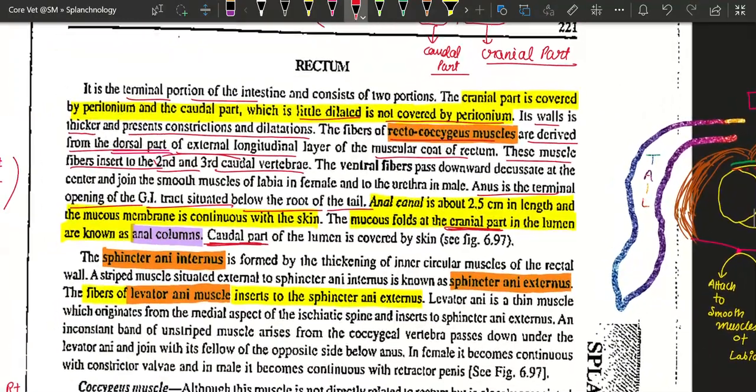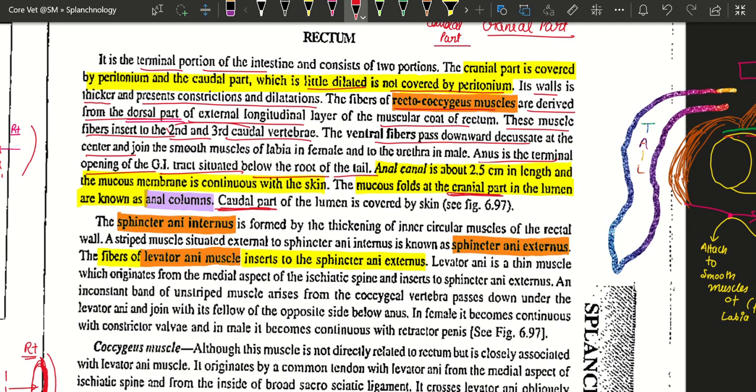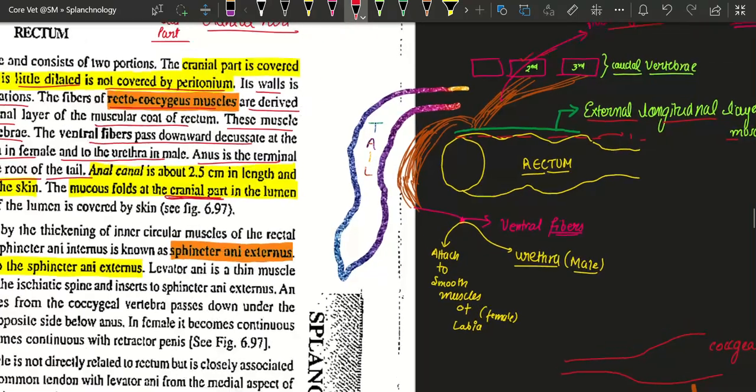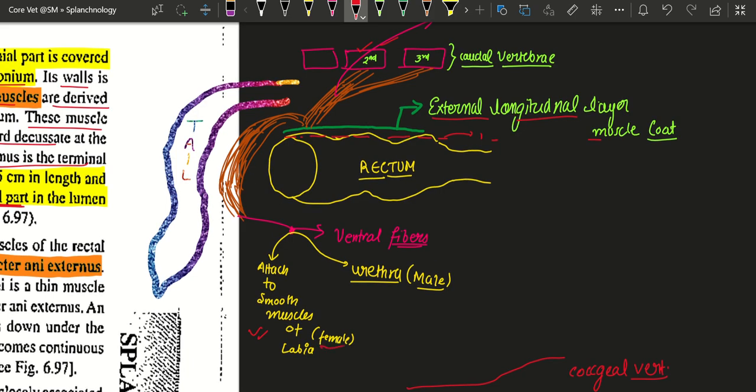Now, the ventral fiber will pass down and dissociate at the center and join the smooth muscle of the labia in the case of the female and the urethra in the case of the male. So the same rectococcygeus muscle also has ventral fibers, and those ventral fibers will be going down and give an attachment to the smooth muscle of the labia in the case of the female and the urethra in the case of the male. So the one fiber which is attached to the external longitudinal layer of the muscular coat on the dorsal aspect of the rectum is giving fibers to the second and the third caudal vertebrae.